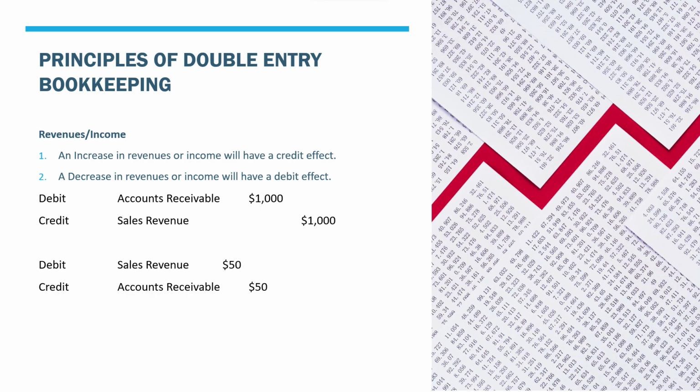Suppose later the customer returned goods worth $50 as faulty goods. This will result in reduction of revenues by $50, reducing the overall income to $950, and it will be recorded as: we will debit sales revenue by $50, that is decrease in business revenues, and we will credit accounts receivable by $50, that is decrease in accounts receivable asset.